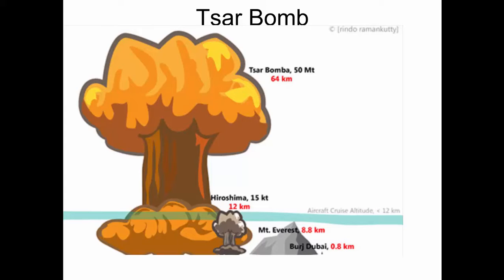This is to give you a sense of scale, the Tsar Bomba in relation to Mount Everest. This is the tallest tower in Dubai. This is the size of the cloud formed after the detonation of the bomb over Hiroshima. This is what the modern fusion bomb looks like, many times the size, about 5 times greater than the bomb dropped on Hiroshima. So we have developed huge nuclear weapons.